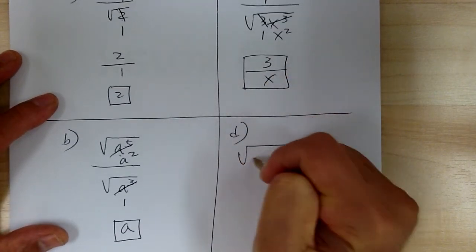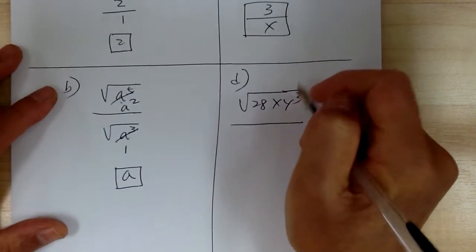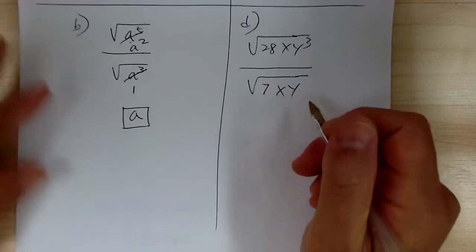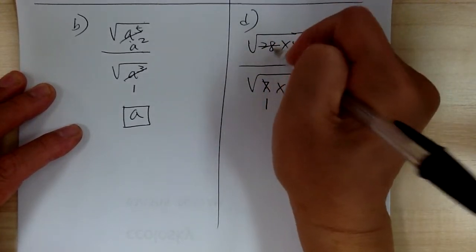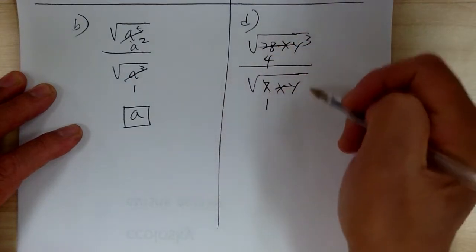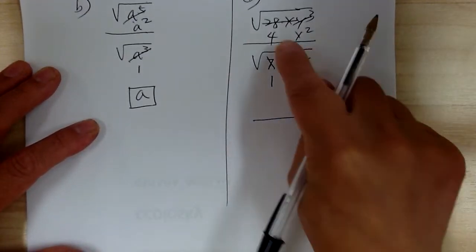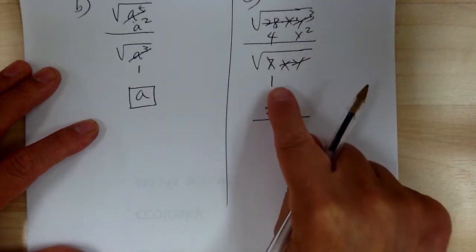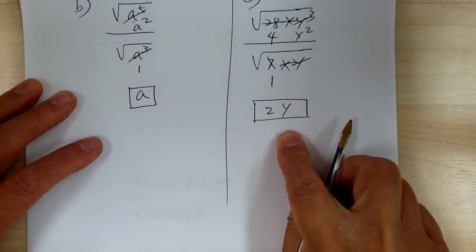You got square root of 28xy to the 3 over square root of 7xy. So again, you want to cancel. So 7 and 28, you can divide by 7. So divide by 7, you get 1. Divide by 7, you get 4. And the x cancels out. And then y and y cubed cancel out, you get y squared. So now you simplify. Square root of 4 is 2. Square root of y squared is y. And square root of 1 is just 1, so it's over 1. You don't have to put over 1. And so that's it for D. Okay, let's go to example 7.